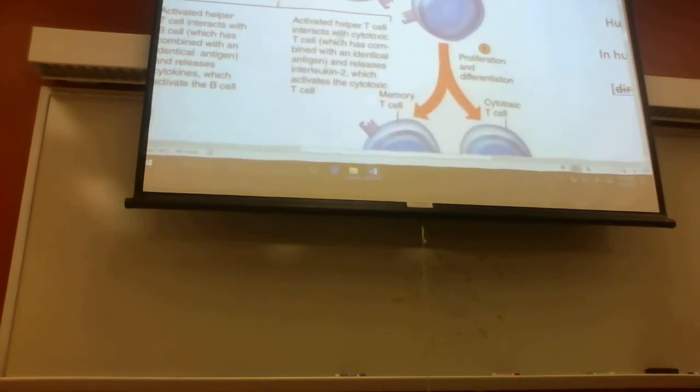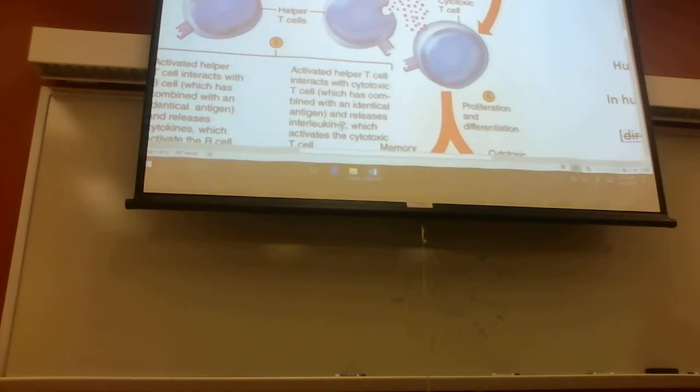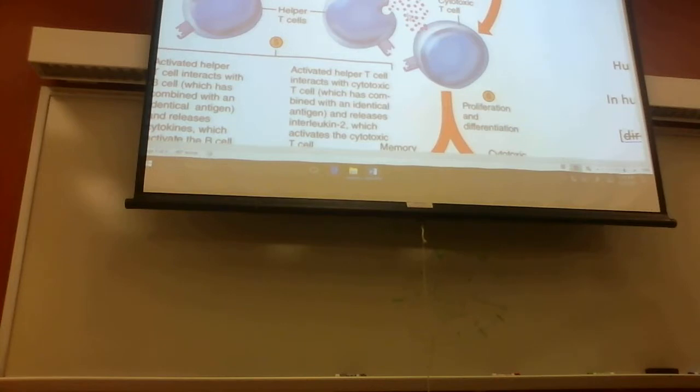If you can read the description: activated helper T cell interacts with cytotoxic T cell, which is combined with the identical antigen. Helper T cell will then release interleukin-2. That's what these purple things are. Interleukin-2 is like the message. It's like, so I talk to you and I say, hey, activate. Your helper T cell says, activate, with interleukin-2. Interleukin-2 then attaches to your cytotoxic T cell.